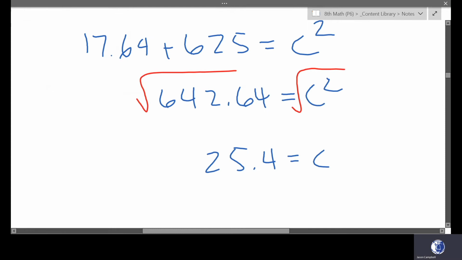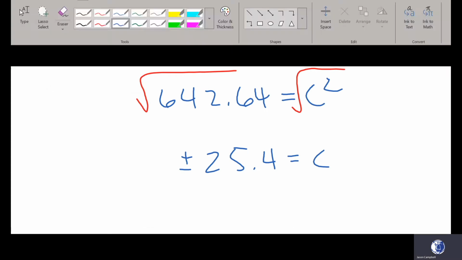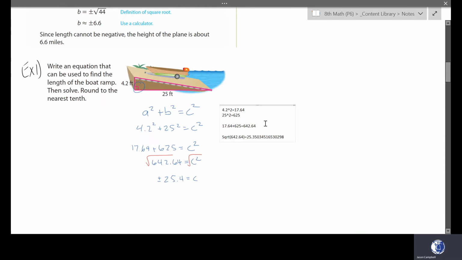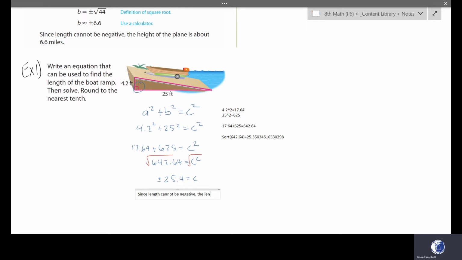Positive or negative. So we will say since length cannot be negative, the length of the boat ramp is about 25.4 feet.